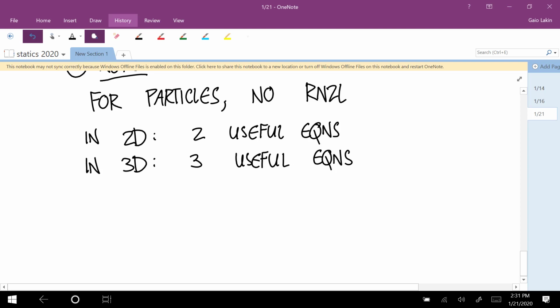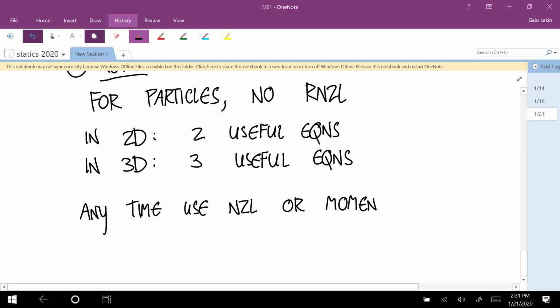So anytime we use Newton's second law or the moment equation, the moment equation is what I call rotational Newton's second law because it has pretty much the same form. You have to draw a free body diagram.